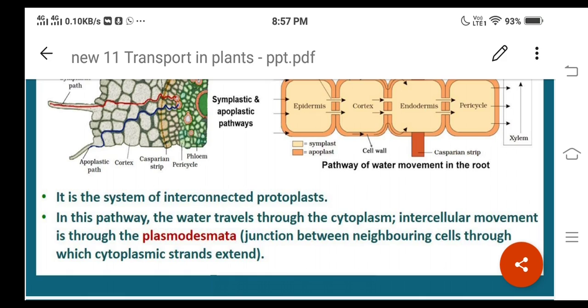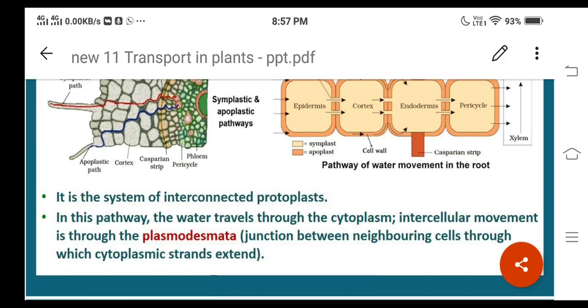Intercellular means what here? From one cell to another. Okay, it will travel through the cytoplasm, and intercellular movement is through the plasmodesmata, right? And plasmodesmata means what here? They are nothing but the cytoplasmic strands which connect the neighboring cells. Or we can say that neighboring cells are connected through cytoplasmic strands that extend through the plasmodesmata, right? Here, the junction between neighboring cells through which cytoplasm extends, they mentioned like this.